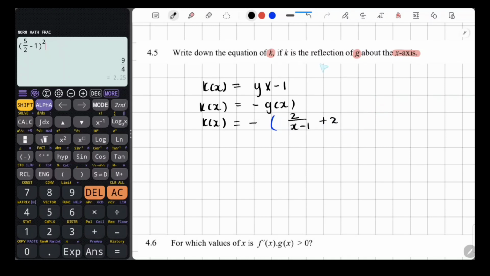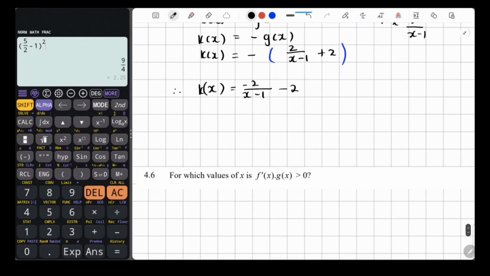Okay. So now that we have this, let's go ahead and just multiply this negative into the bracket. So K of x is equal to taking this negative and multiplying it into this bracket. Remember that negative is like a -1 and it's multiplying by 2 over x minus 1. So we're just multiplying those numerators. So we have -2 over x minus 1. And then this negative again is going to multiply the 2 and give you a -2. So that is your new equation of K of x.